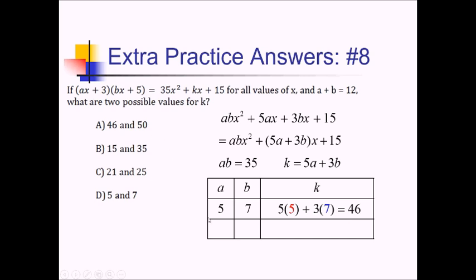But let's just go a little bit further. Now, another possibility here is that A is 7 and B is 5, right? Because that would still add up to 12 if I did A plus B. So that would be 5 times 7 plus 3 times 5. So 35 plus 15, which would add up to 50, which would also give us answer choice A.